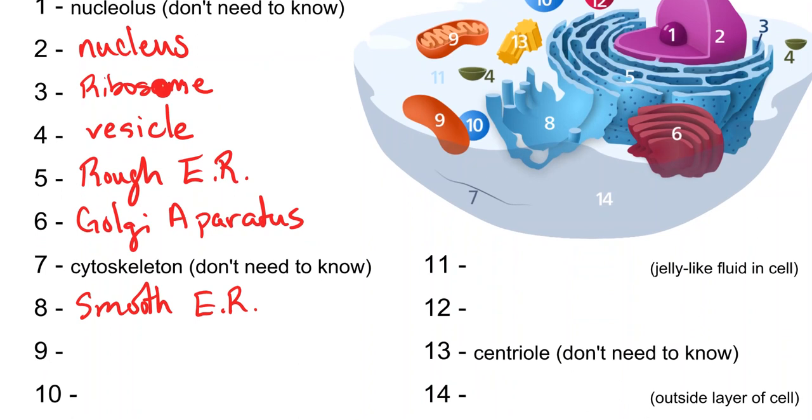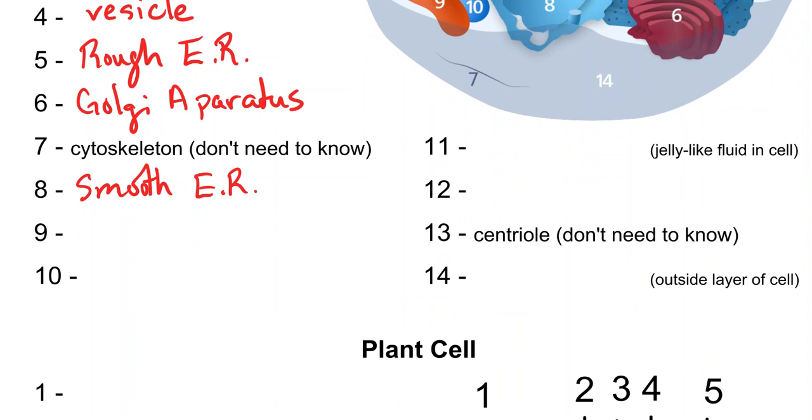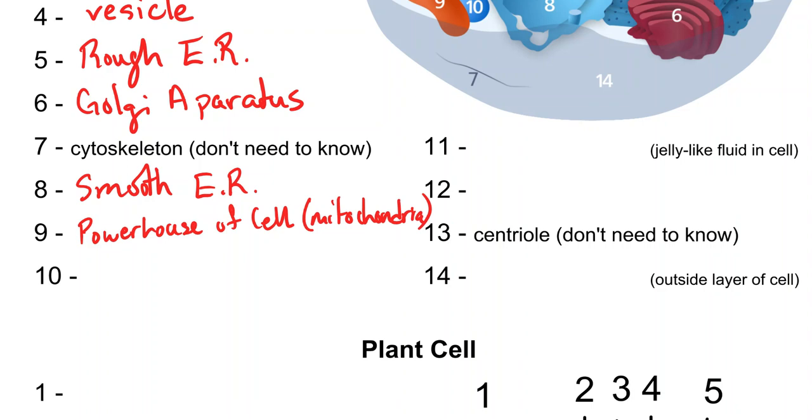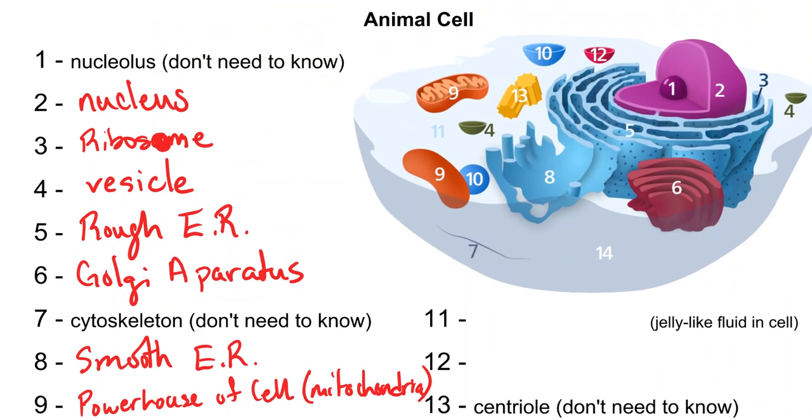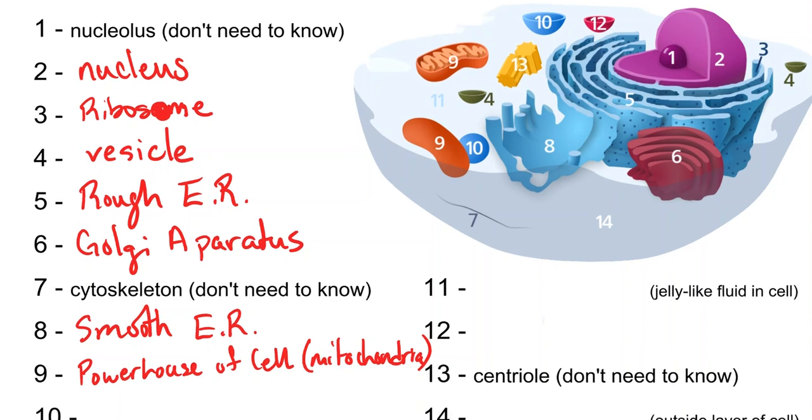Okay, 9. 9 looks like a little kidney bean, but it's got a little wavy thing on the inside. Yeah, you know what it is. That is the powerhouse of the cell. Sorry, that was loud. The powerhouse of the cell, otherwise known as the mitochondria. Perfect. So, number 10, again, vesicle, vacuole, lysosome.